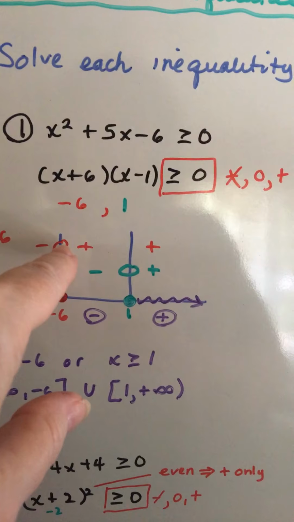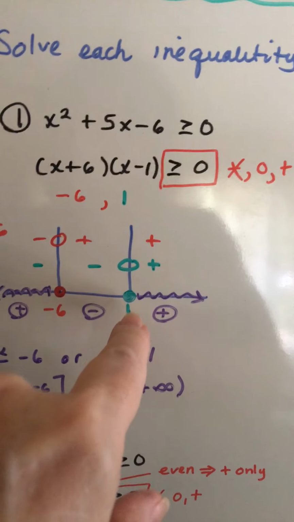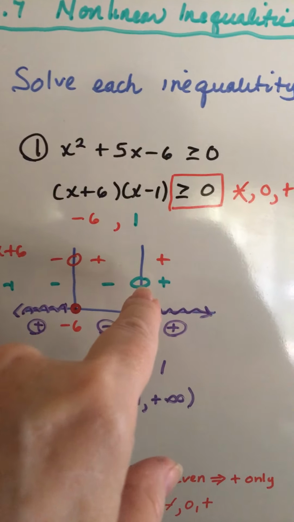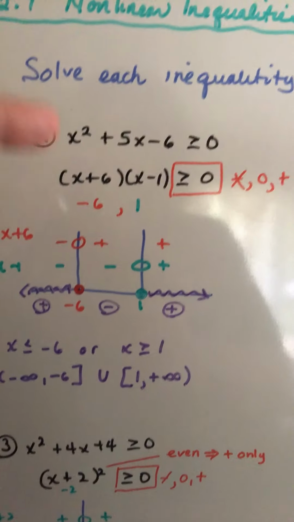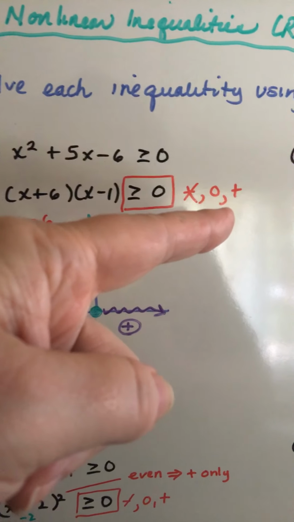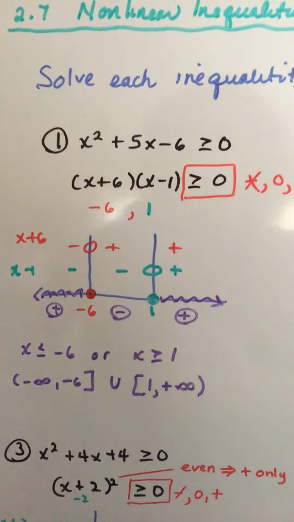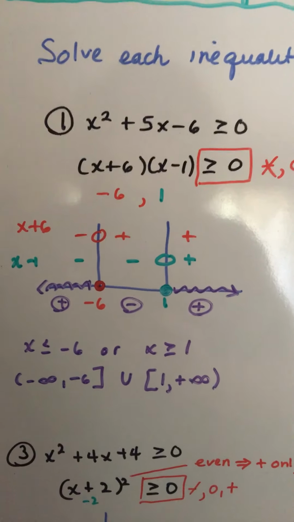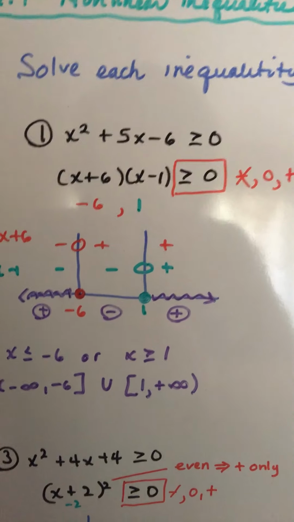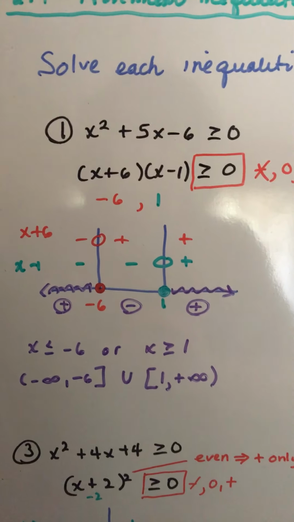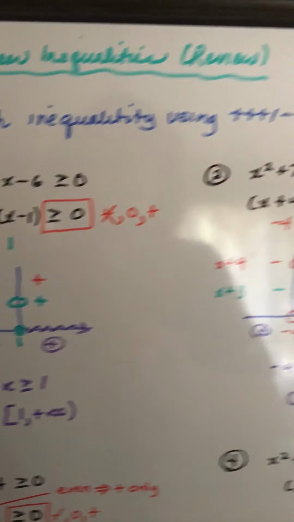Negative 6 makes x plus 6, 0. 1 makes x minus 1, 0. Finding their products and looking for where I'm 0 and positive, I see that my solution is x is less than or equal to negative 6, or x is greater than or equal to 1. And you can write it either way.